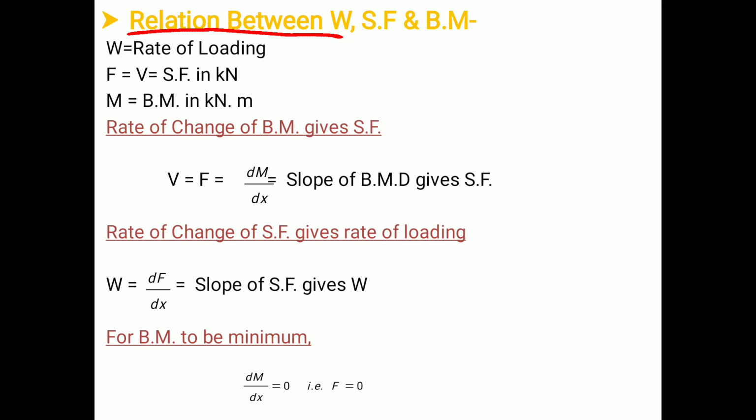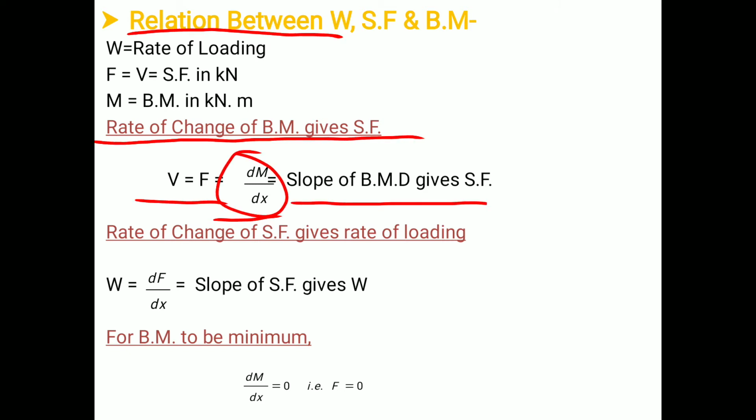So the first one is the rate of change of bending moment gives the shear force. Remember that shear force is denoted by the letter V or F, and it is equal to dM upon dx. So dM upon dx is nothing but the rate of change of moment with respect to x direction, and this dM upon dx is nothing but the slope of bending moment, and that slope gives the value of shear force. So remember that the rate of change of moment with respect to x direction gives the value of shear force in that particular direction.